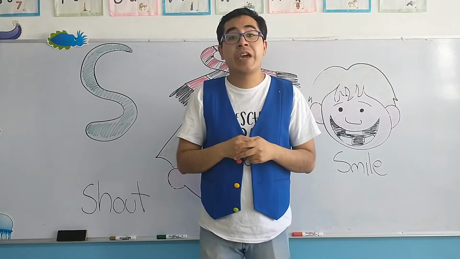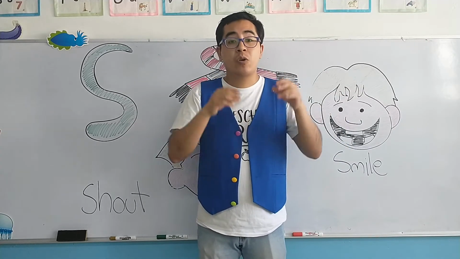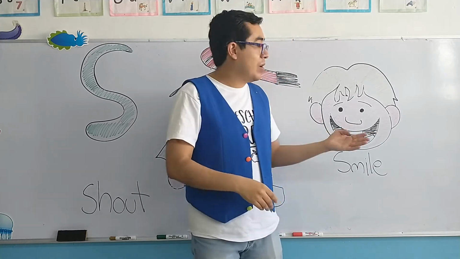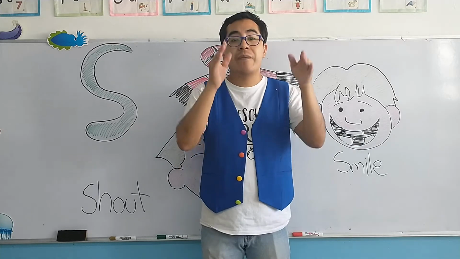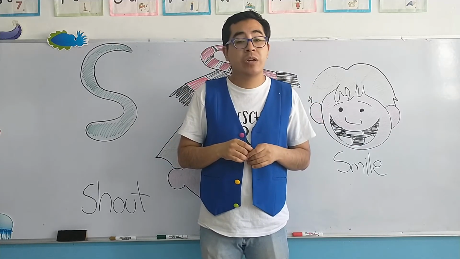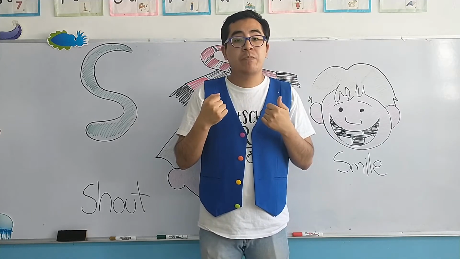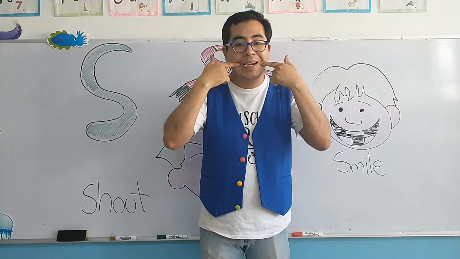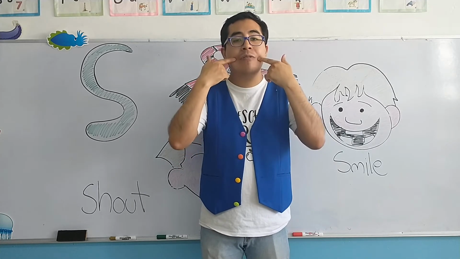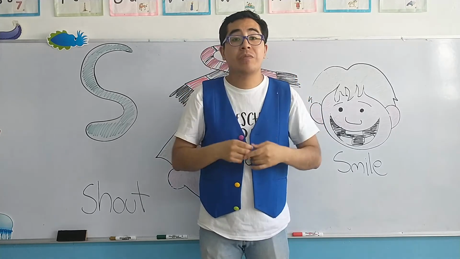Recuerden, chicos, que nosotros podemos crear expresiones ya sea con nuestros ojos o con nuestra boca. En este caso, la palabra smile, que es sonreír, es una expresión que nosotros realizamos con nuestra boquita. Just by putting it side by side. Poniendo nuestra boquita de lado a lado, creamos lo que es una sonrisa. Sonreímos, quiere decir que estamos contentos.